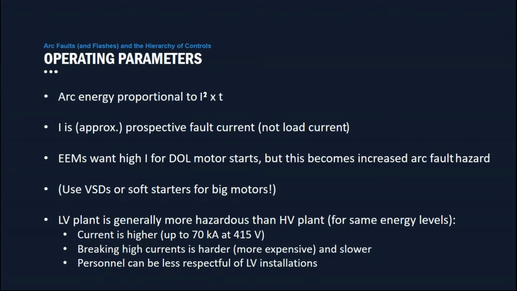The other thing of interest is that low voltage plant is generally more hazardous than high voltage plant for arc faults. Firstly, the currents tend to be higher, and it's not unusual to find switchboards up to 70 kA at 415 volts. And we remember that the arc energy is essentially proportional to the square of the current, not necessarily the voltage. Breaking these high currents is harder, more expensive and invariably slower than at a higher voltage.